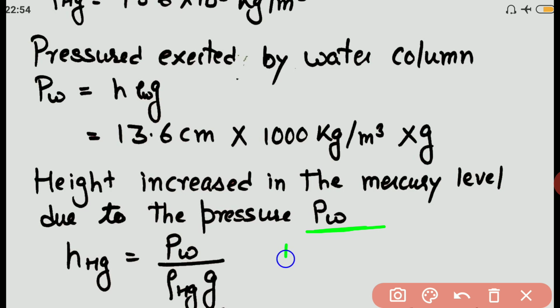Again, this is also from P equals H rho G, the same formula, right? So H equals pressure upon density into acceleration due to gravity. Why am I using the pressure of water? Because that was the pressure exerted on the mercury column.